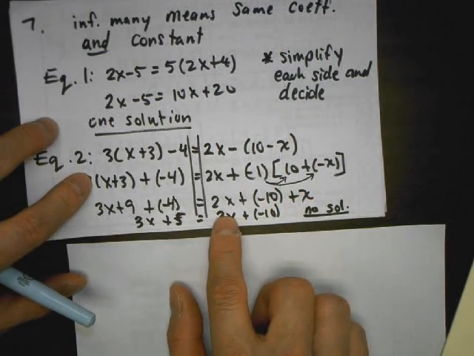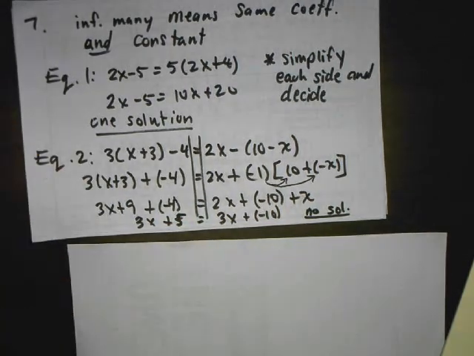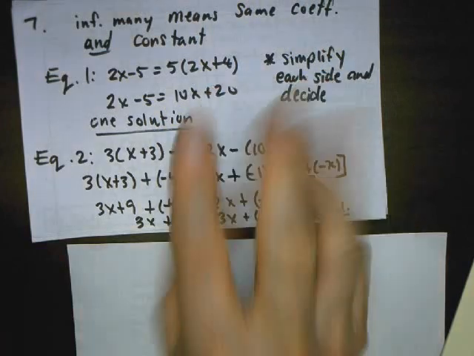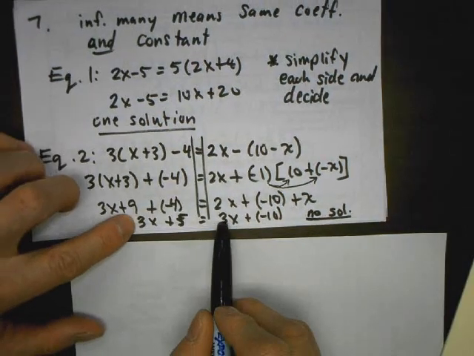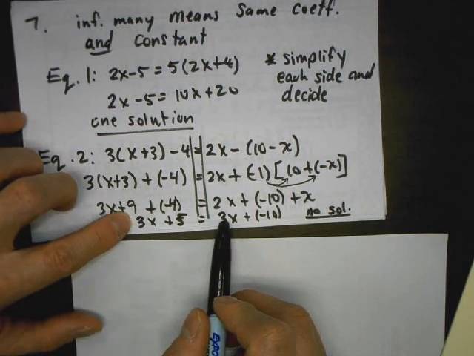Over here, 2x and x is 3x plus negative 10. Both sides are simplified. I don't have to keep solving this. I can just take a look at my rules and see if there's one solution, infinitely many, or no solutions. And if I look and see that my coefficients are the same, then it's one of two choices, right?